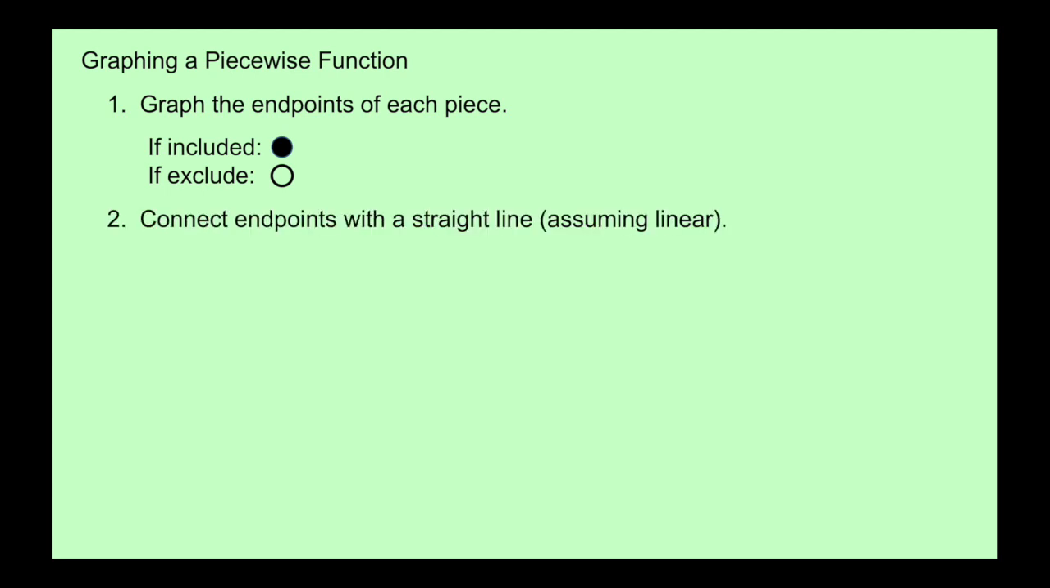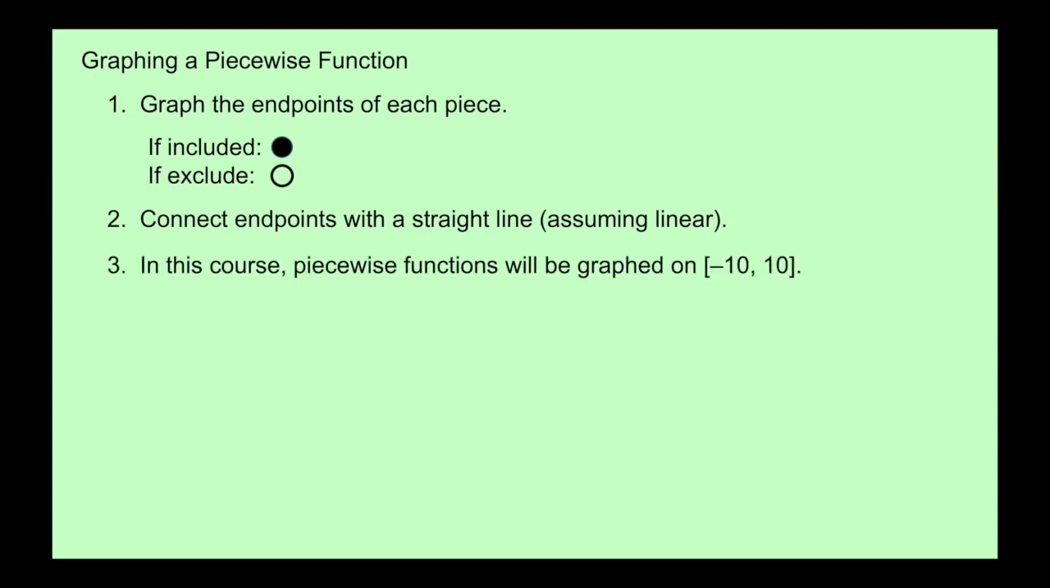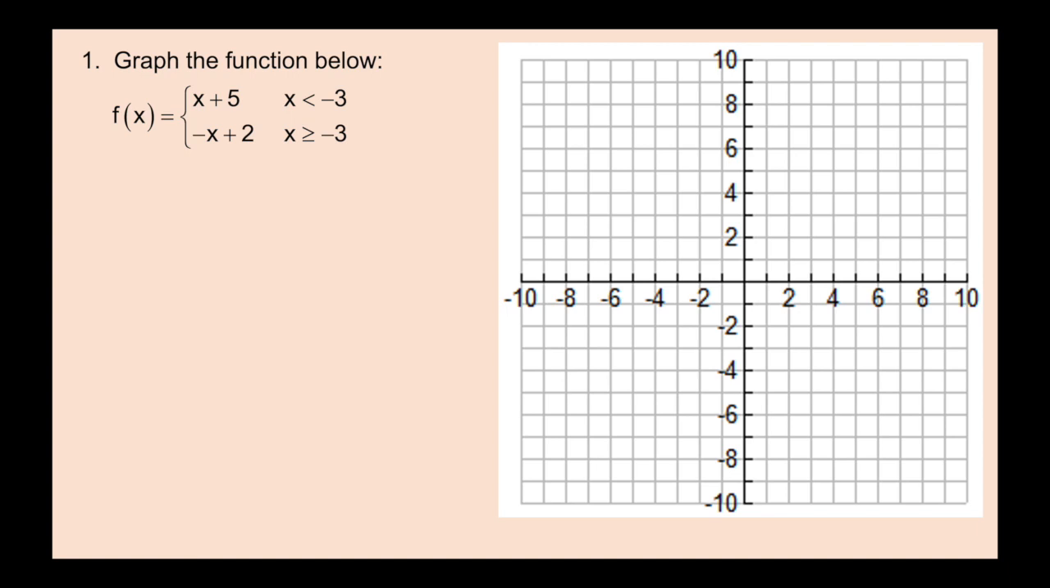Step 2 is we're going to connect the endpoints if it's linear. If it's not linear, which is going to be rare for us to see, then we're going to have to look at it from a different perspective. The third thing listed says that in this course, piecewise functions will be graphed from -10 to 10, including -10 and 10. So we start with this first graph here.